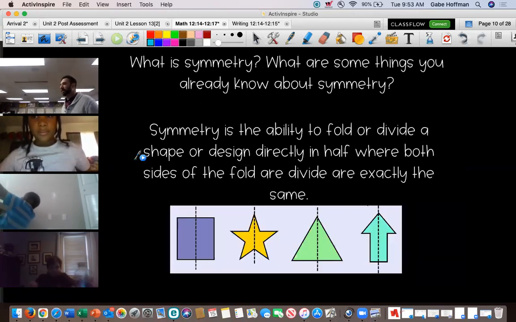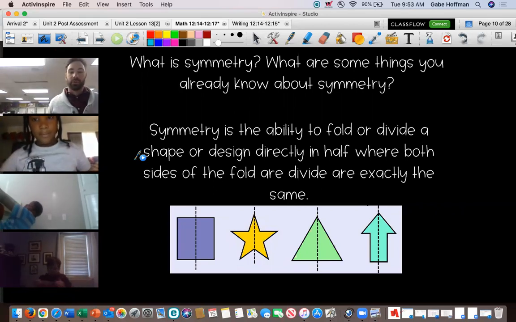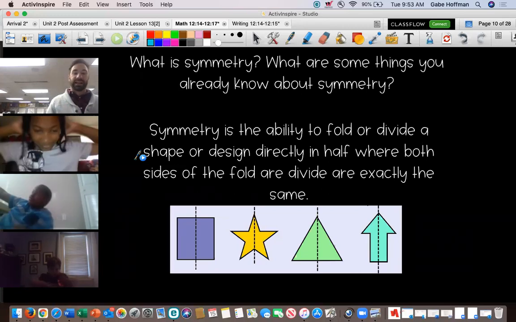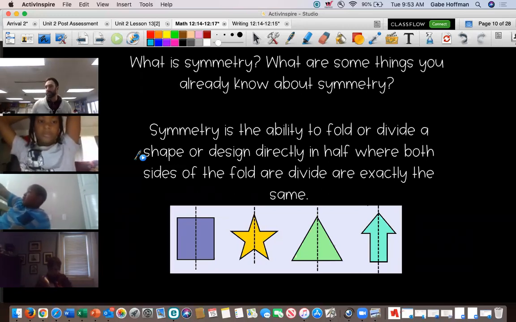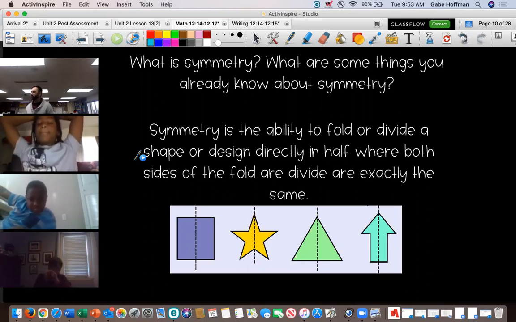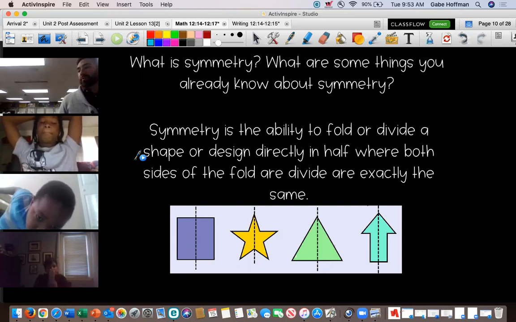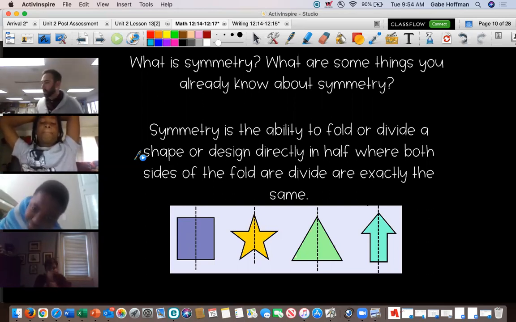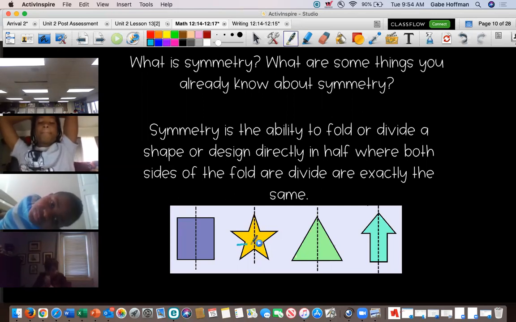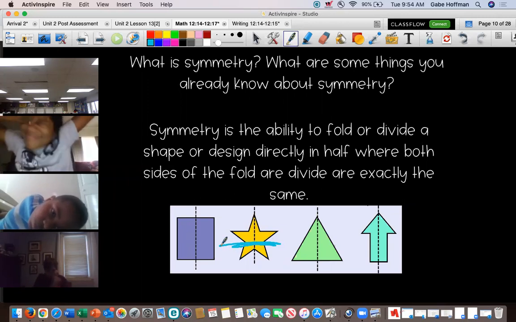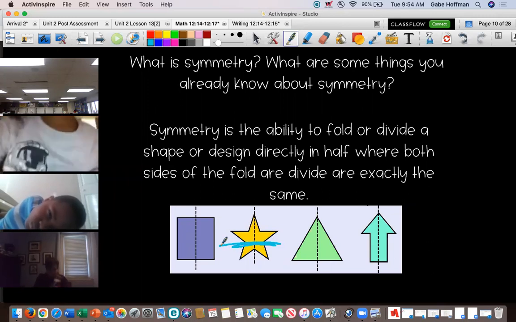So symmetry is the ability to fold or divide a shape or design directly in half, where both sides of the fold or divide are exactly the same, right? So if you look at those examples at the bottom of my screen, you can see that square, the star, triangle, and arrow. If you fold them exactly in half, they would be the exact same on both sides. So if, for example, I tried to cut the star or fold the star right here, you're not going to see a line of symmetry, right? Because it's not the same on the top and bottom.